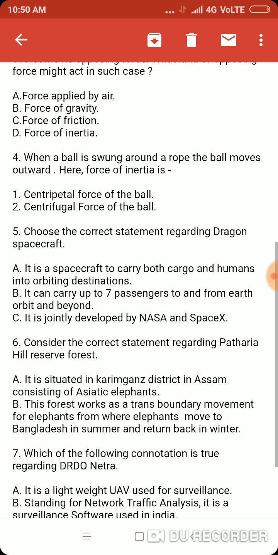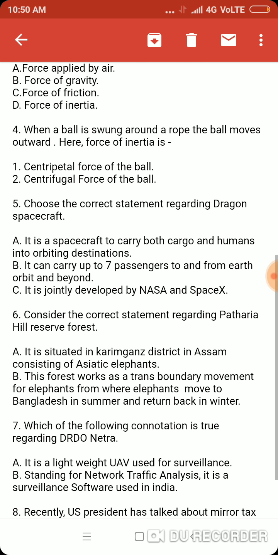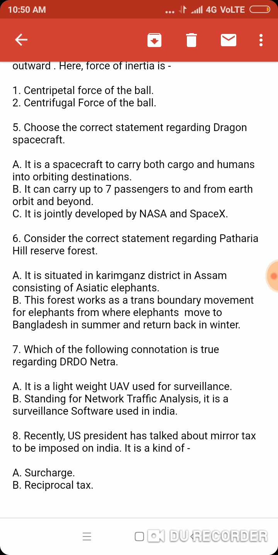Question number 4. When a ball is swung around on a rope, the ball moves outward. Here the force of inertia is centrifugal force. Question number 5. Choose the correct statement regarding the Dragon spacecraft.